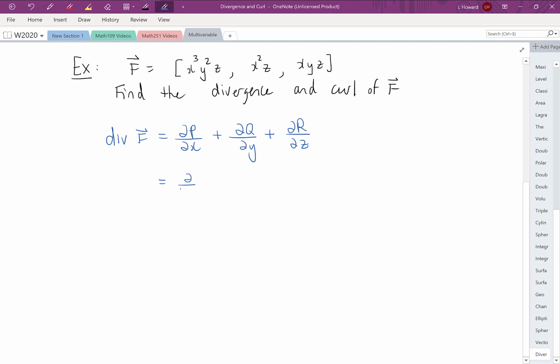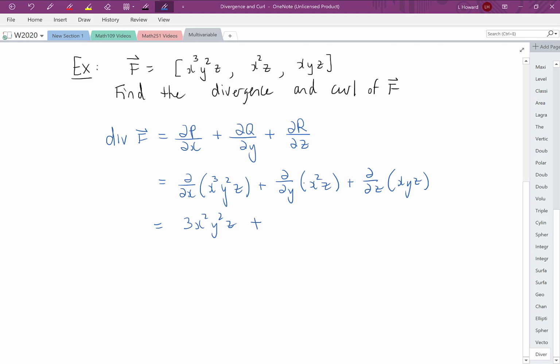So specifically, we'd be taking the partial with respect to x of x cubed y squared z plus the partial with respect to y of x squared z, and then finally plus the partial with respect to z of xyz. For the first term here, partial with respect to x, that would look like 3x squared y squared z. For the second term, there's no y in there, so the partial with respect to y is just 0. I won't bother writing that down. And then partial with respect to z of xyz is xy. So in general, your divergence is just going to end up being some function of x, y, and z.